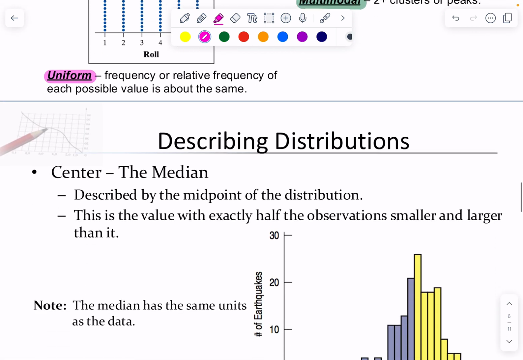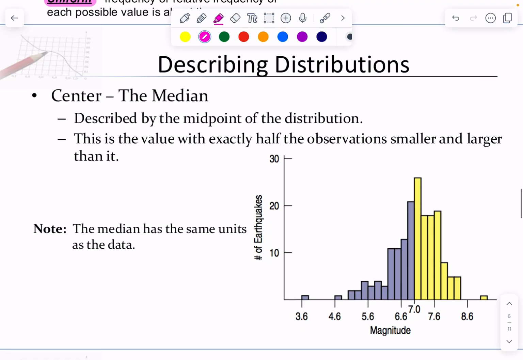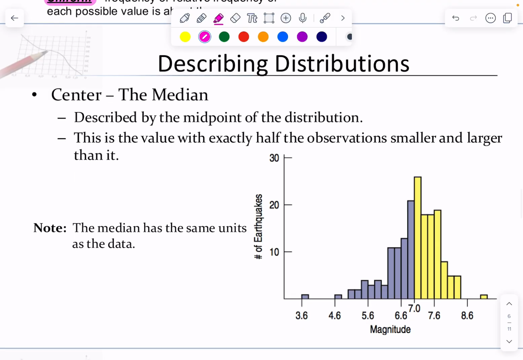When we get to the center part of the description, there's two different measures of center that we're going to eventually discuss and talk about. For today, like I said, we're going to keep things a little bit basic as we introduce these topics. And so the first thing we're going to talk about is the center that most of you should already know, called the median. That median is the midpoint of the distribution, is kind of the way we look at it.